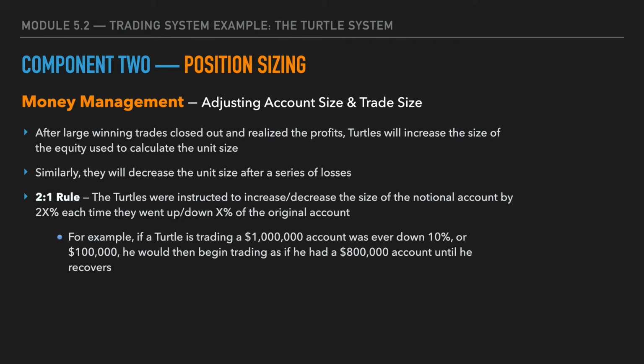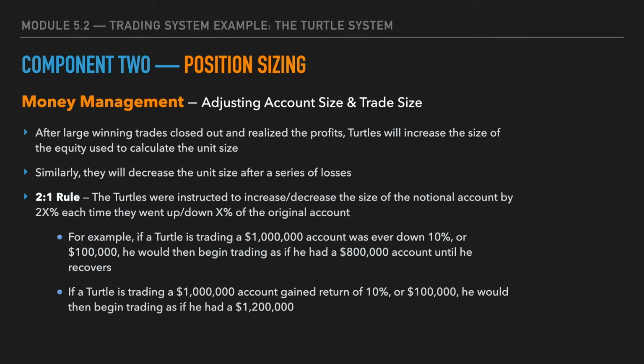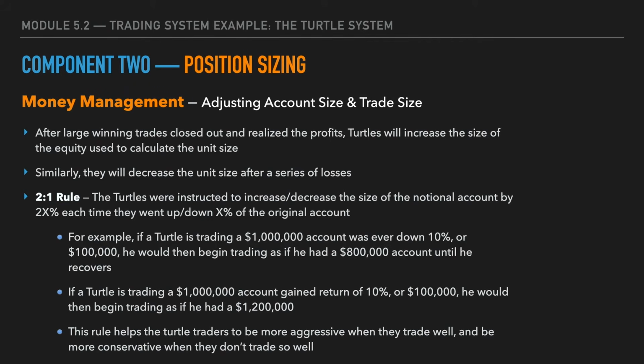If a turtle trader is trading a $1 million account and the account went down 10%, he would then begin to trade as if he had an $800,000 account until he recovered the losses. On the other hand, if a turtle is trading a $1 million account and had a 10% gain, then he would begin to trade as if his actual account is $1.2 million. This rule helps the turtle traders to become more aggressive when they trade well and more conservative when they don't trade very well.